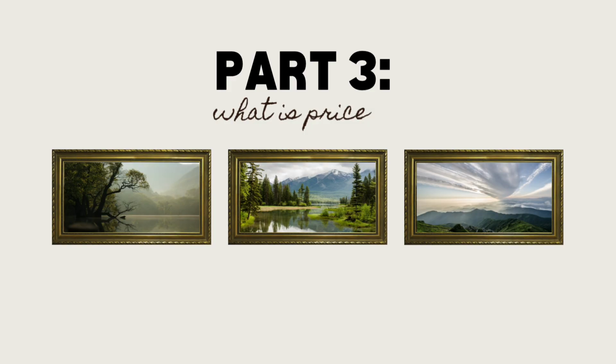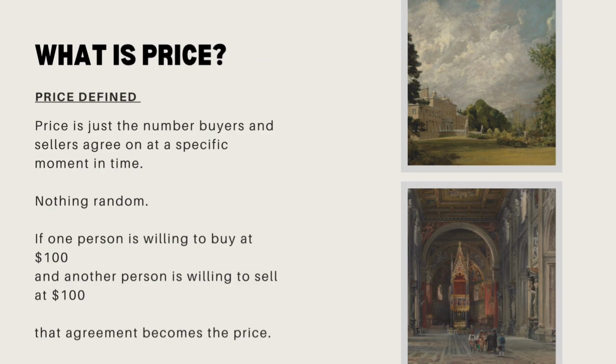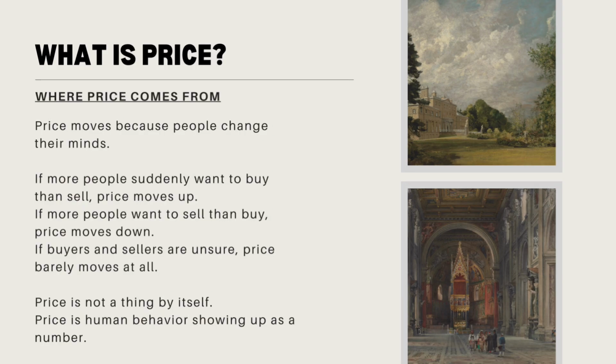Now we can talk about price, and this is where beginners usually feel very lost. So let's be very clear. Price is just the number buyers and sellers agree on at a specific moment in time. If one person is willing to buy at $100, then another person is willing to sell at $100. This agreement becomes the set price. Price moves because people change their minds. If more people suddenly want to buy than sell, then price will go up. Or if people want to sell more than they want to buy, then price will go down. Or if buyers and sellers are unsure, then price barely moves at all.